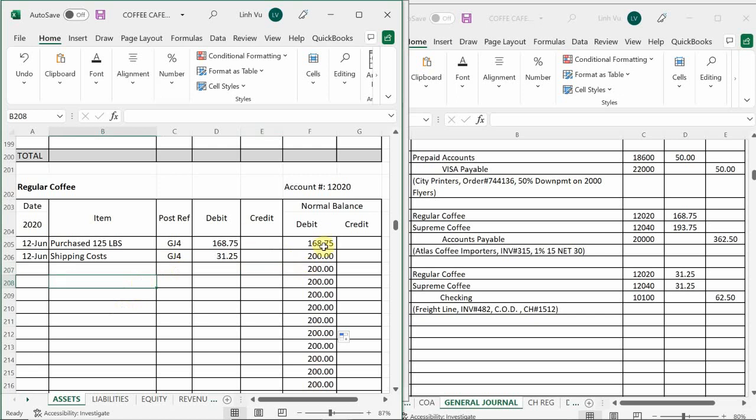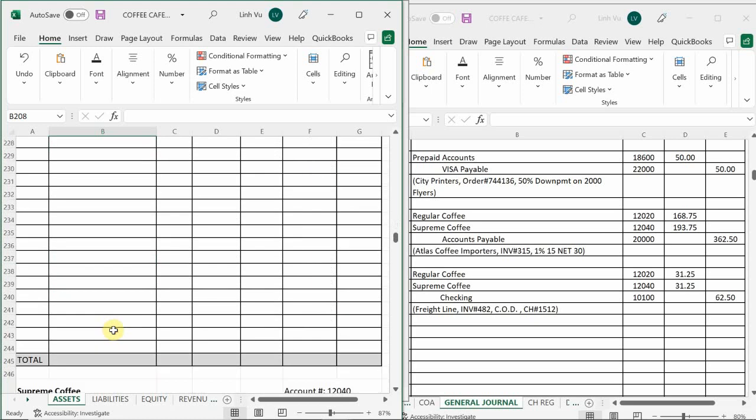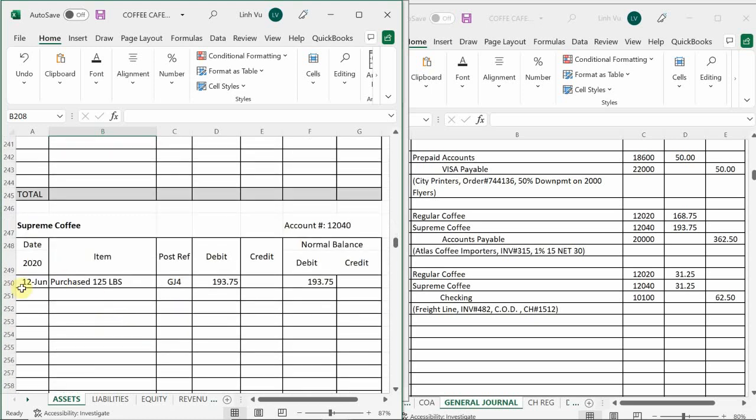Now, this is also going to be very important, and I'll talk about that in a few seconds, but right now, your current balance in your regular coffee account is $200. You're going to have to do the same thing for your Supreme coffee, because we also have to include the shipping costs for my Supreme coffee.